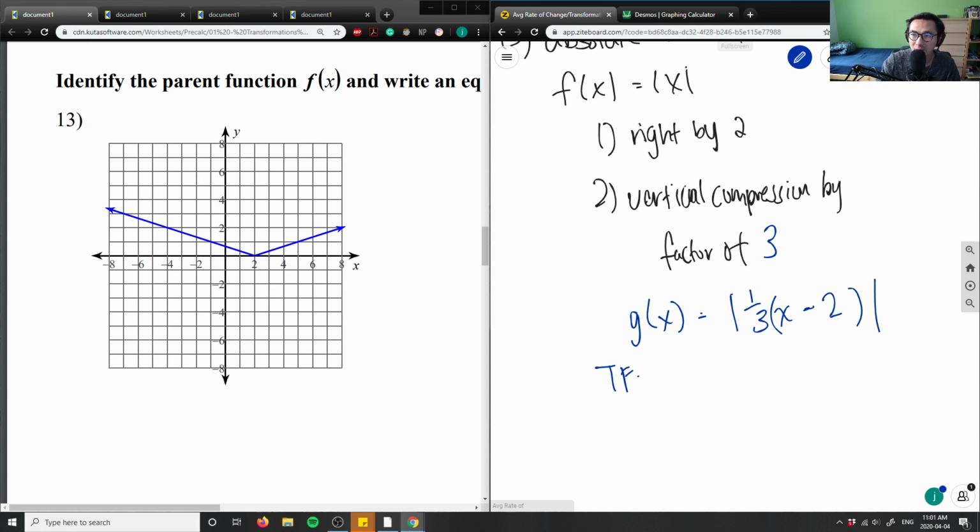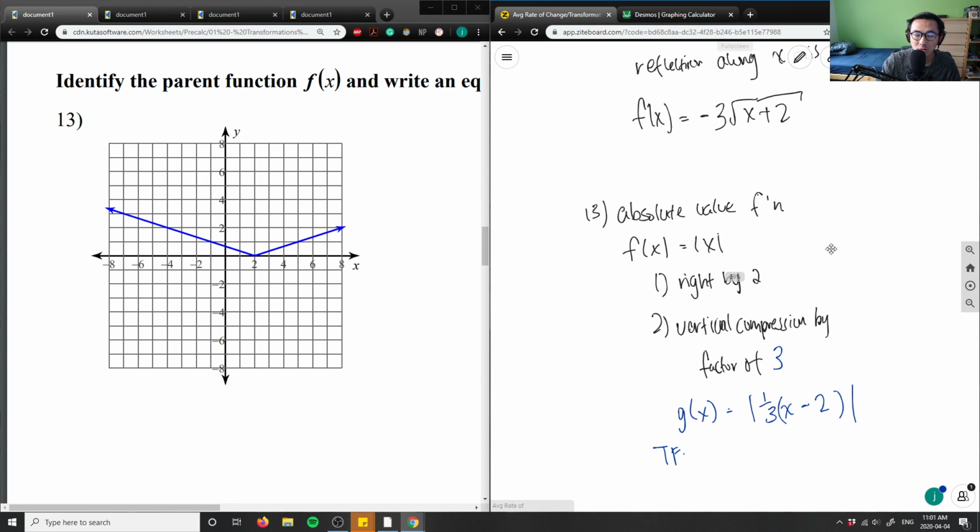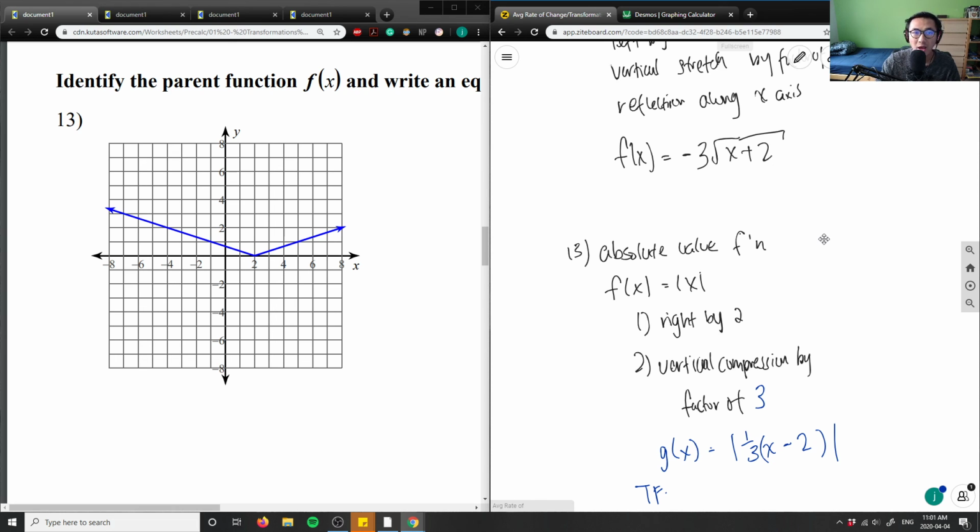So again, what we did today was we talked about horizontal and vertical compressions, and we actually did a lot of work in terms of putting all our transformations together. So we did horizontal shift, vertical shift, horizontal reflection, vertical reflection, and horizontal and vertical stretches and compressions as well. So that's all the transformations we need to know.